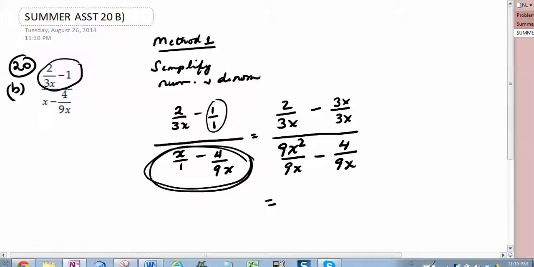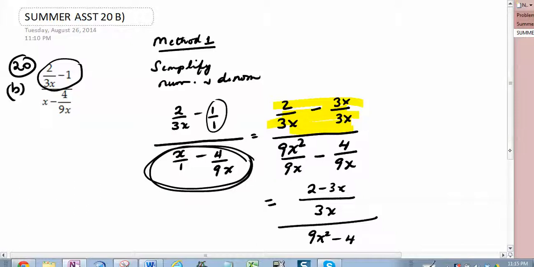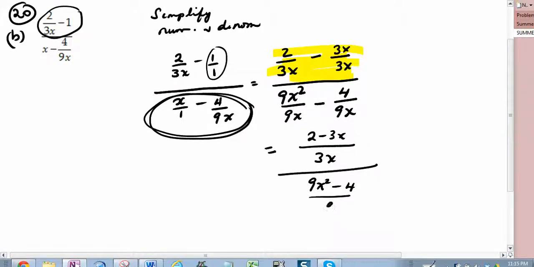So I now look at the top part, the numerator here, and I'm subtracting my two fractions, and I can put them all over 3x, and I get 2 minus 3x divided by 9x squared minus 4 all over 9x. So what do I have? I now have one fraction divided by another fraction.